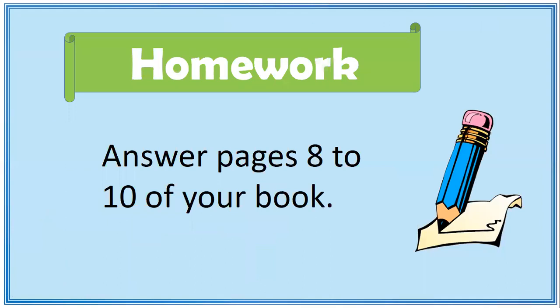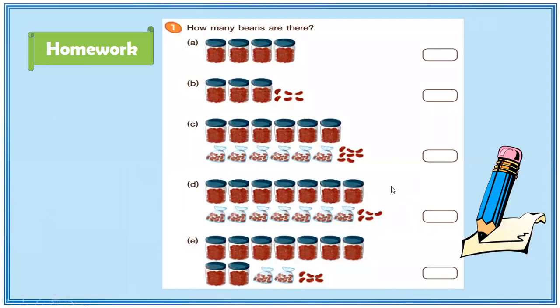Now that you've understood our lesson, I'm gonna give you a homework, and your homework will be on pages 8 to 10 of your book. So kindly answer pages 8 to 10 of your book. So for number 1, all you have to do is to count the number of beans and write your answer in this box. So you need to write your answer in Hindu Arabic numerals. Okay?